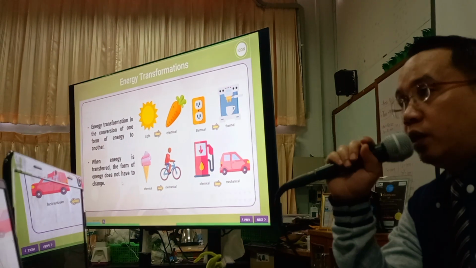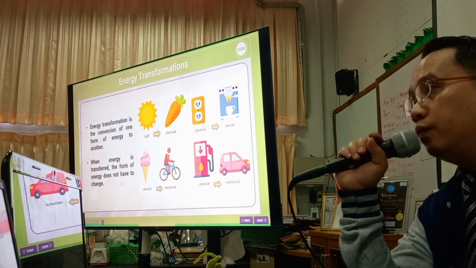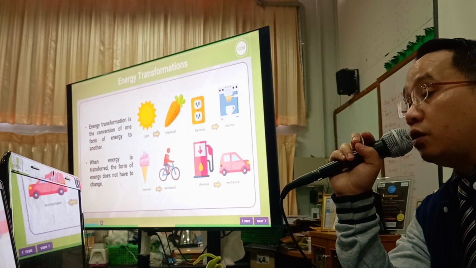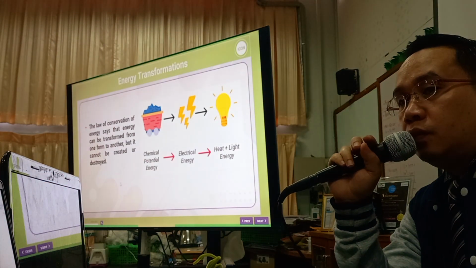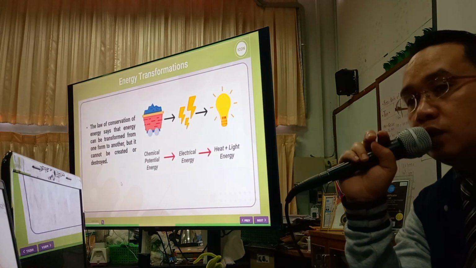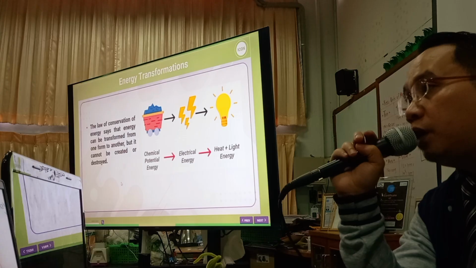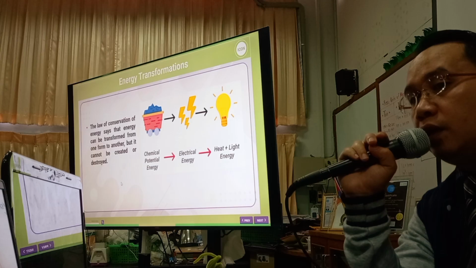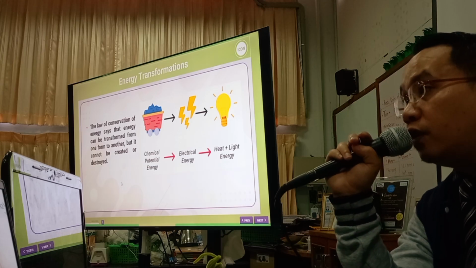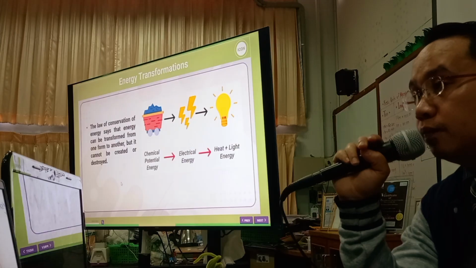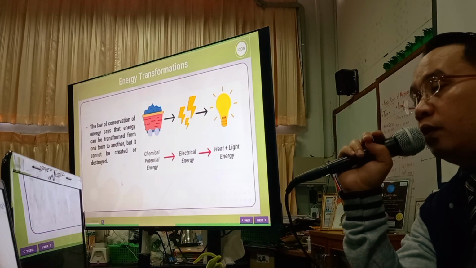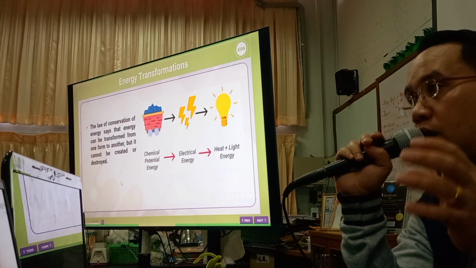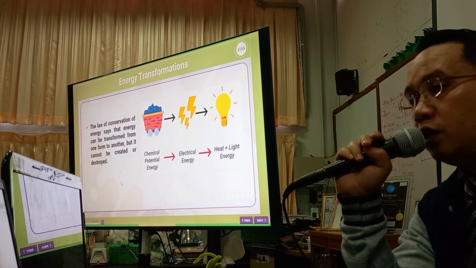Next one. When energy is transferred, the form of energy does not have to change. According to the law of conservation of energy, energy can be transformed from one form to another, but it cannot be created or destroyed. Get it? For example, in burning of fuel or eating healthy, nutritious food, chemical potential energy has been created.